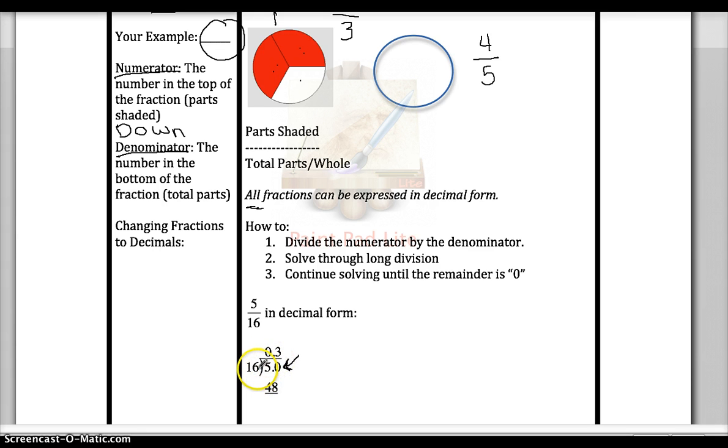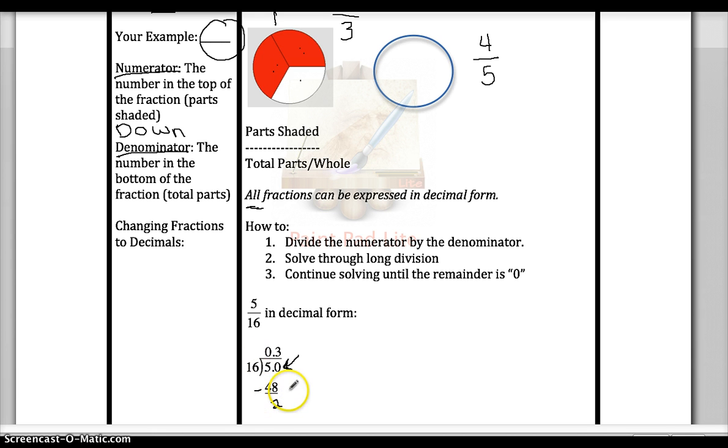Write your division bar. And then 16 goes into 5 0 times. So I wrote a 0 here. 0 times 16 is 0, and you can carry that down. Or you can remember that you're going to need to add a decimal here and here, and then add another 0 to the end of the 5, in the tenths place. So we have 16 going into 50. Well, we can do that. 16 goes into 50 how many times? 3 times. So 3 times 16 is 48. You're going to subtract those two numbers. 50 take away 48 is 2.